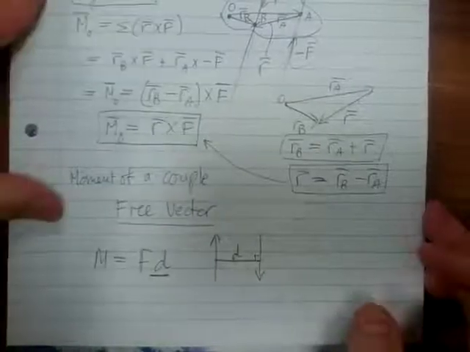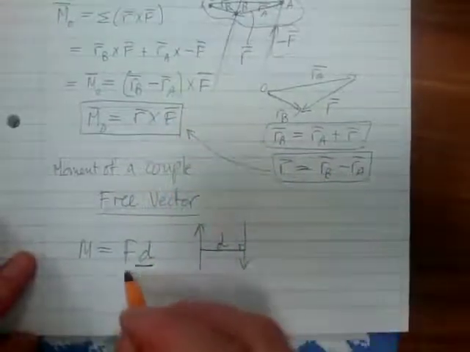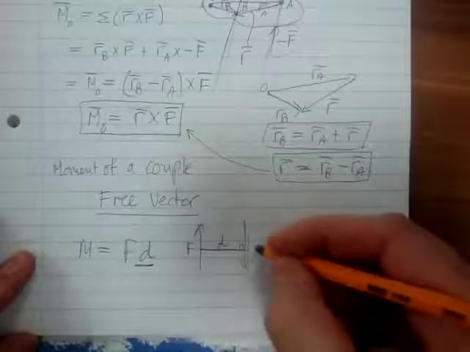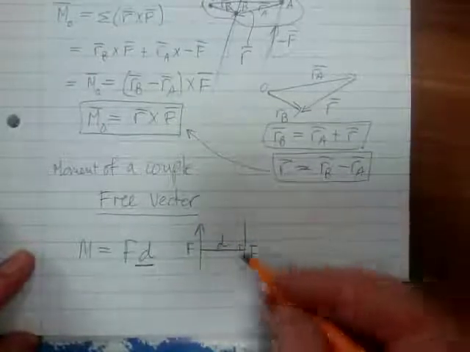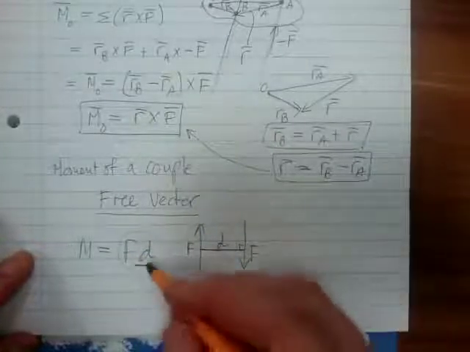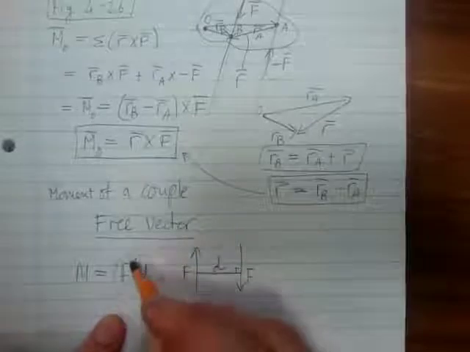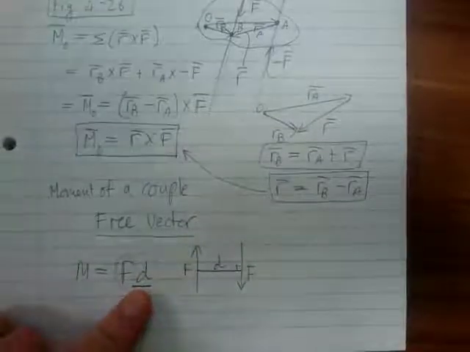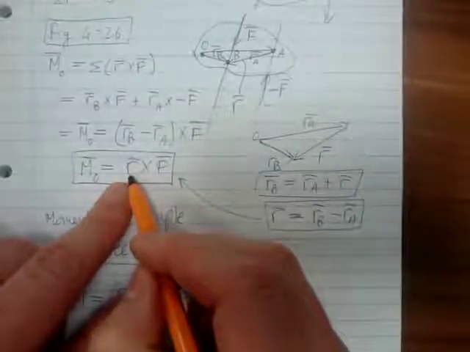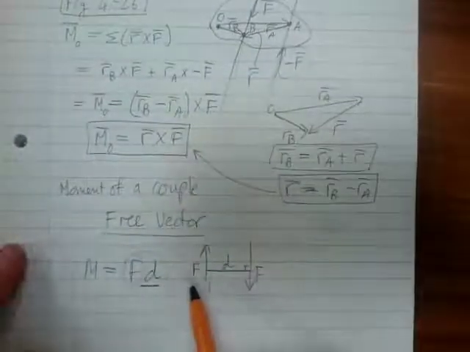Okay? So what you notice is that we get R cross F, and in scalar form we get F times D. So if that was F, and that's also F, just going in the opposite direction, the magnitude is equal to F times D, meaning we have one of the forces times the perpendicular distance between the forces. Do you guys see the similarity between the vector and the scalar method?